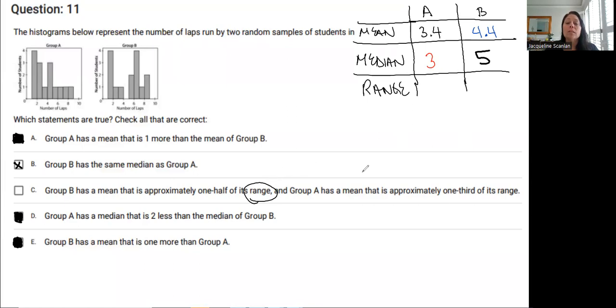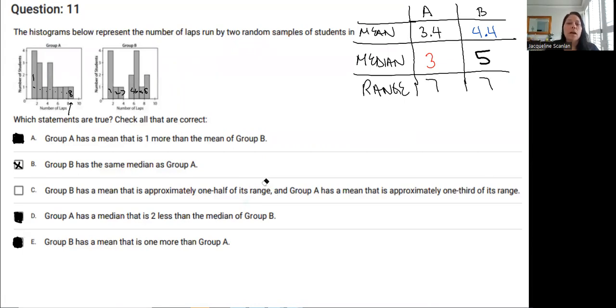Remember, the range is the biggest number minus the smallest number. The biggest number for group A that is graphed is, I think, 1, 2, 3, 4, 5, 6, 7, 8. Yeah, the biggest number is 8 and the smallest number was 1. So the range for group A is 8 minus 1, which is 7. The range for group B, again, 1, 2, 3, 4, 5, 6, 7, 8, is 8 minus 1 as well. So they both have a range of 7.